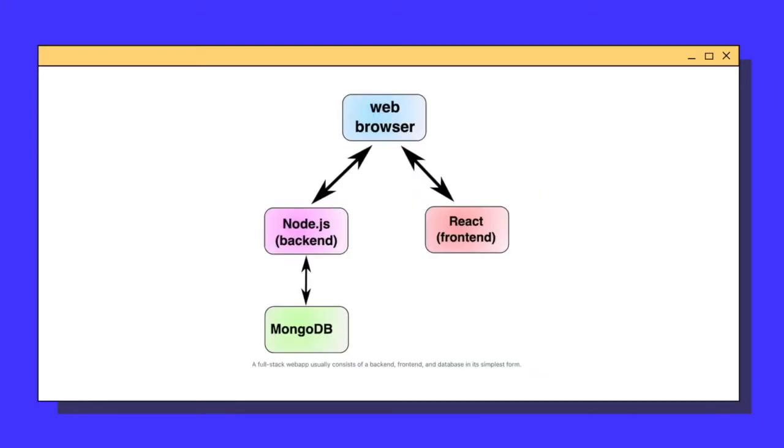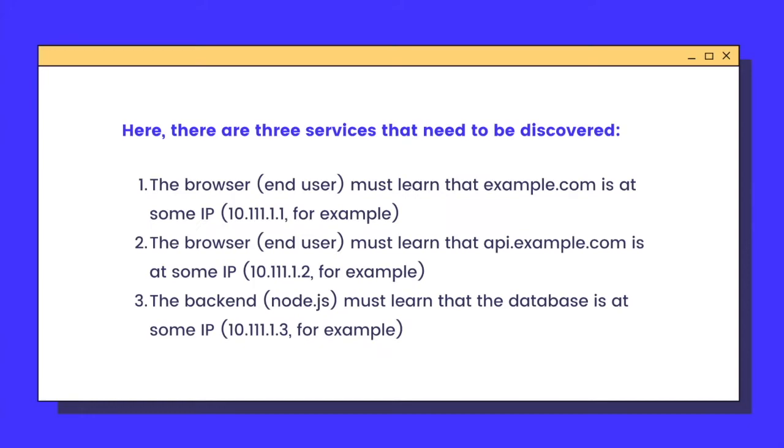Again, let's consider the MERN app from elsewhere in the Academy DevOps series. So you have a web browser. The user themselves is visiting your website. They're connecting to your front end, and they're connecting to your backend, making API calls. And your backend is connecting to a database. Here, there's three services that need to be discovered. The browser needs to learn that example.com corresponds to the front end, and example.com/API corresponds to the backend.